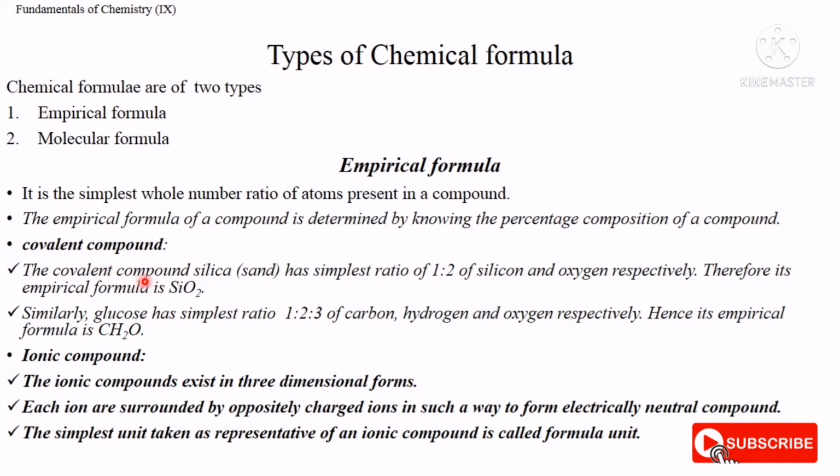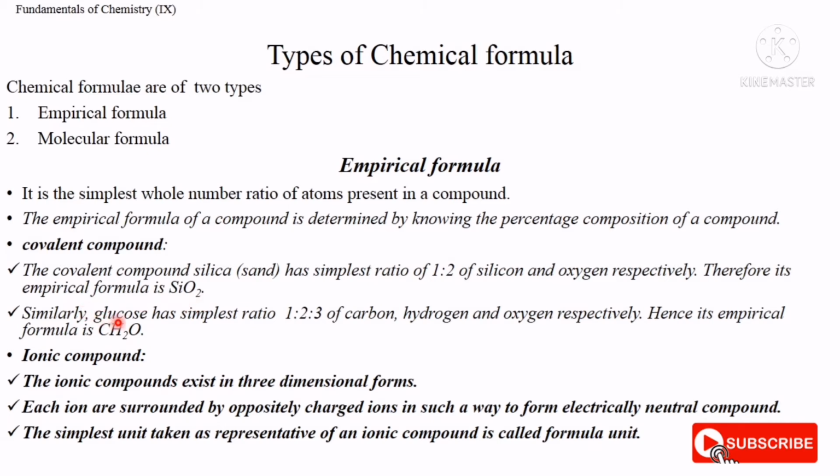The covalent compound, for example silica, which has the common name sand, has the simplest ratio of 1 and 2 of silicon and oxygen respectively. Therefore its empirical formula is SiO2. As we can see, it is the simplest whole number ratio between silicon and oxygen, that is 1:2.